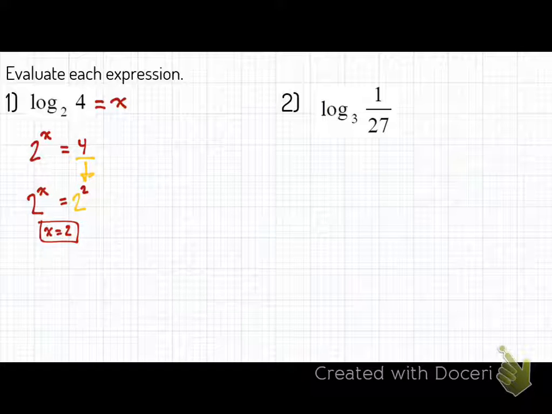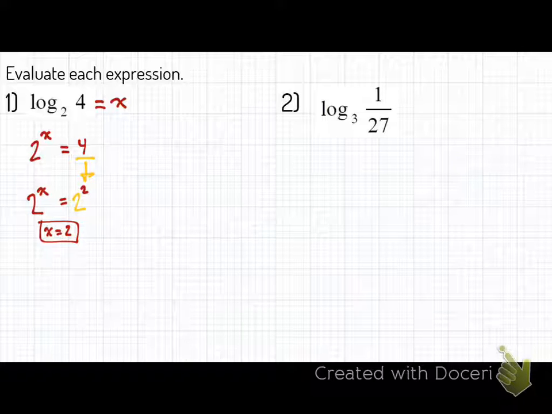But again, I know number 1 was super easy. We could have done this in our head, right? But I wanted to show you the procedure. The procedure, again: you set the logarithm equal to x, convert it to an exponential equation, and then you're going to turn it into an equation with common bases on each side. Once you have the common bases, then you can set your exponents equal to each other.